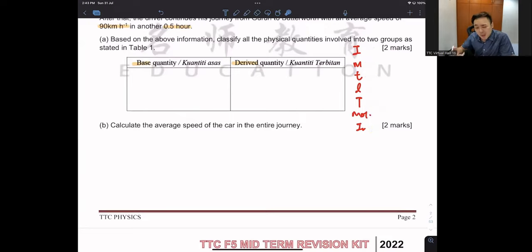The beginning part of your Form 4 is mainly here. And then after that, you start having temperature and then you start having electric current. Number of mole and luminous intensity, you don't really focus too much on in physics, especially mole. This one, you focus more on chemistry. Luminous intensity, actually, you don't learn as well, because in the chapter on light, we don't mention that either. Anyway, these are the seven things you have.